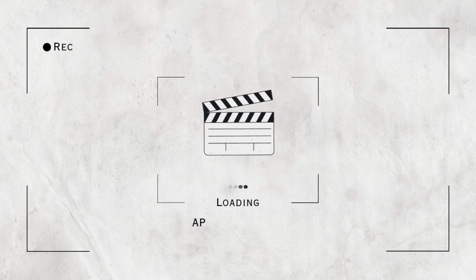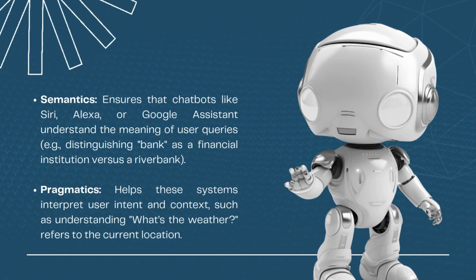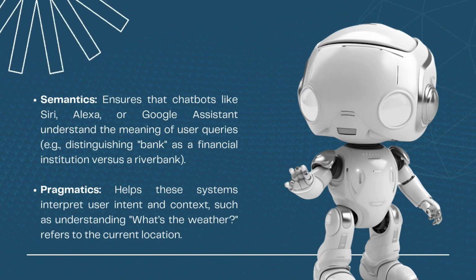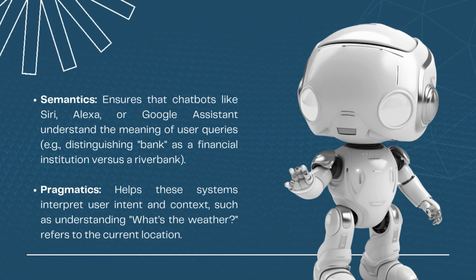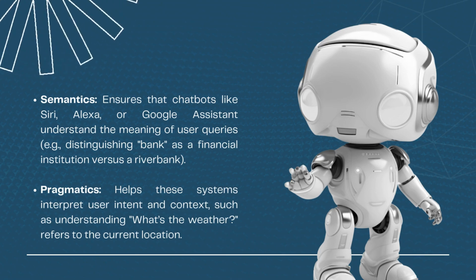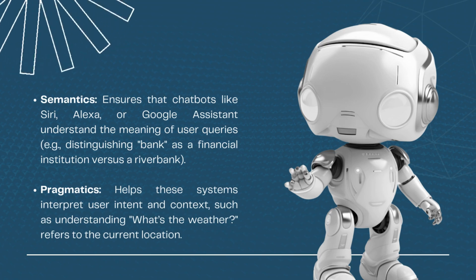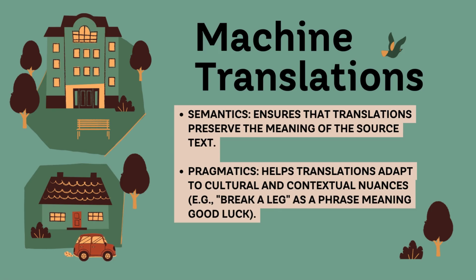What are the applications of semantics and pragmatics? Let's explore it. Firstly, chatbots and virtual assistants. In this, semantics ensures that chatbots like Siri, Alexa, or Google Assistant understand the meaning of user queries, e.g., distinguishing bank as a financial institution versus a riverbank. Whereas pragmatics helps these systems interpret user intent and context, such as understanding what's the weather refers to the current location.